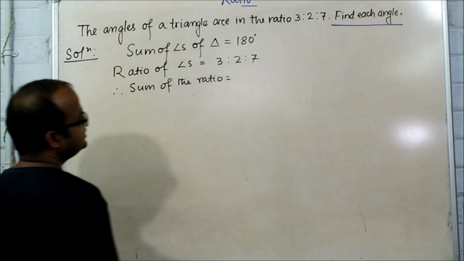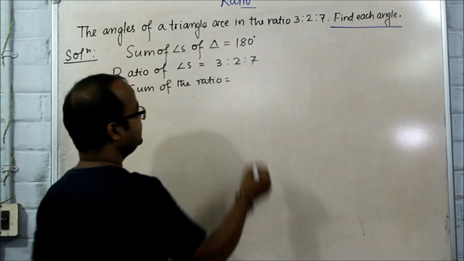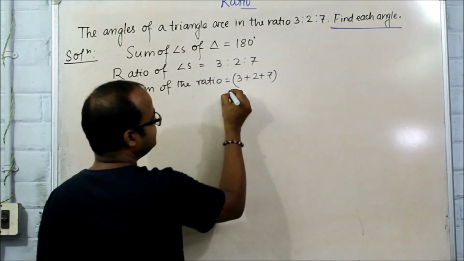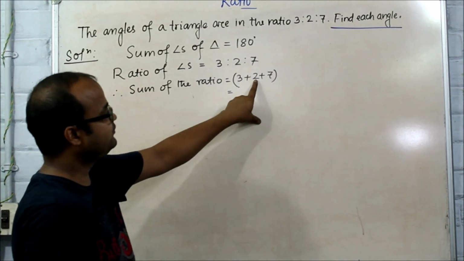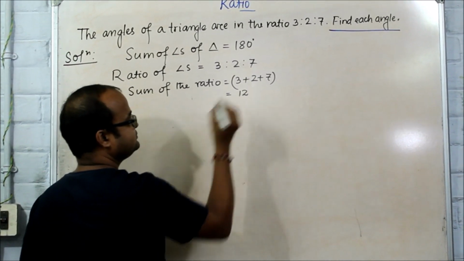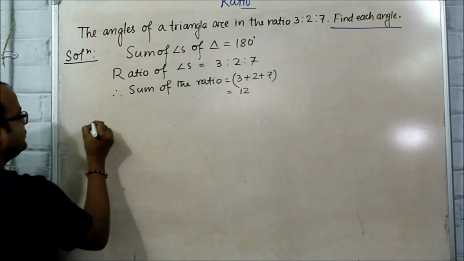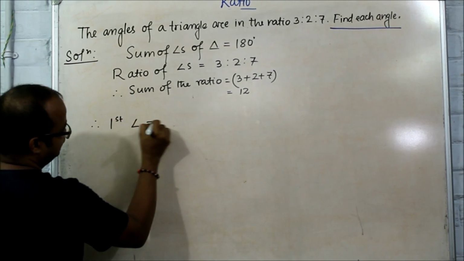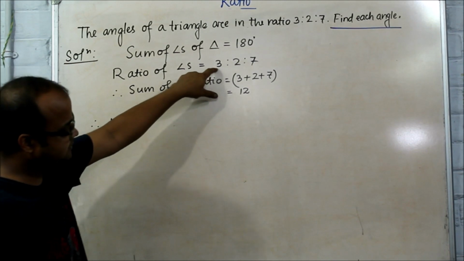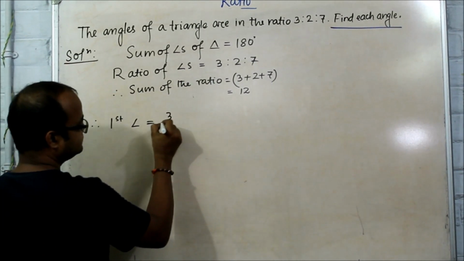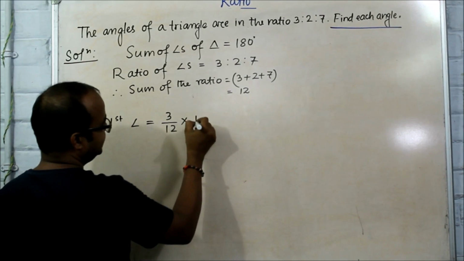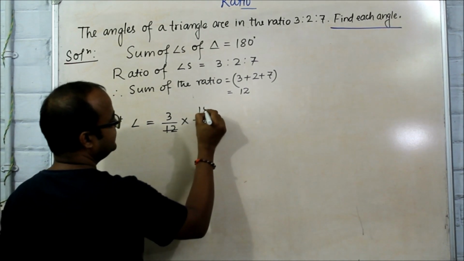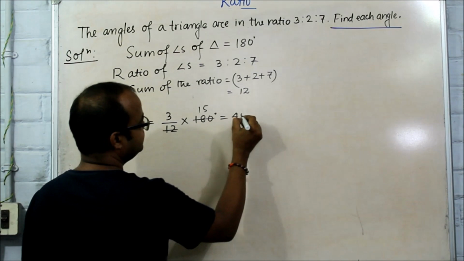So the sum of the ratio is 3 plus 2 plus 7. 3 plus 2 is 5, 5 plus 7 is equal to 12. Therefore, now we need to find the measure of the first angle, which is equal to 3 by 12 multiplied by 180. Now dividing by 12, 12 ones are 12, 12 fives are 60. So this is equal to 45 degrees.